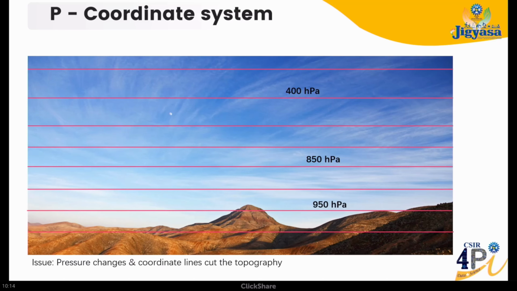It was easy because there are some handy advantages of this particular coordinate system, but it has some issues. The first is that pressure changes over time and over places, and coordinate lines generally cut the topography. So that's why we generally don't prefer it.